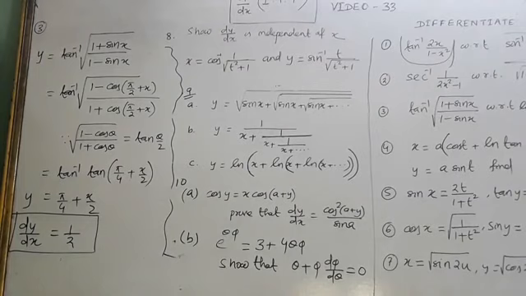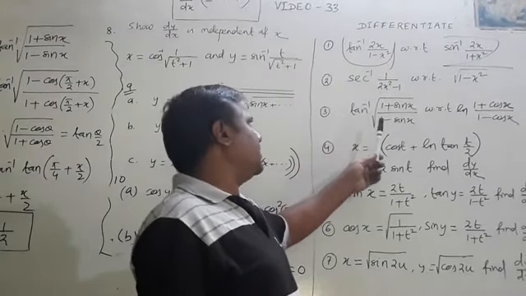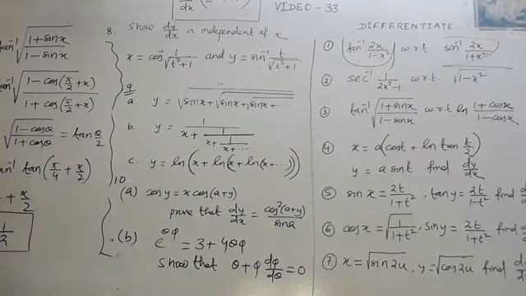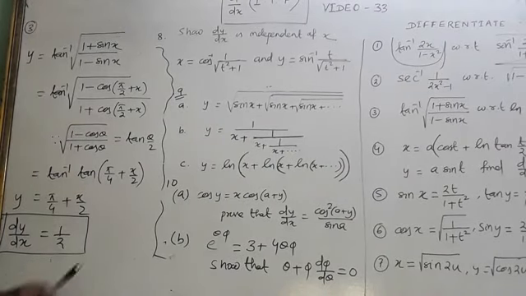This is number 3. I am doing this. I have mistakenly forgotten to write ln. So first you take y is equal to tan inverse square root of 1 plus sin x by 1 minus sin x.